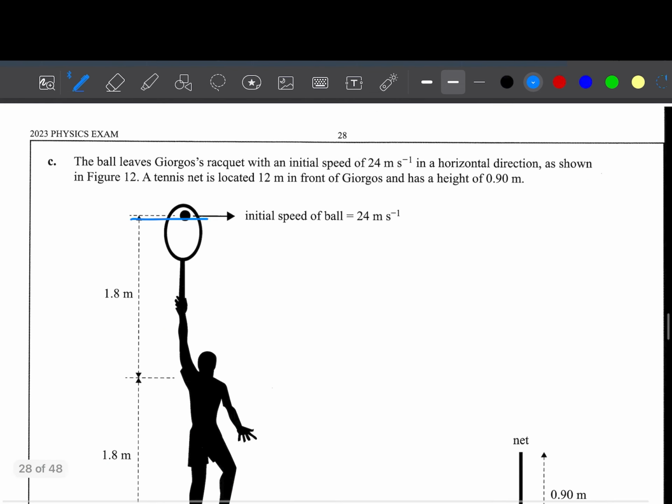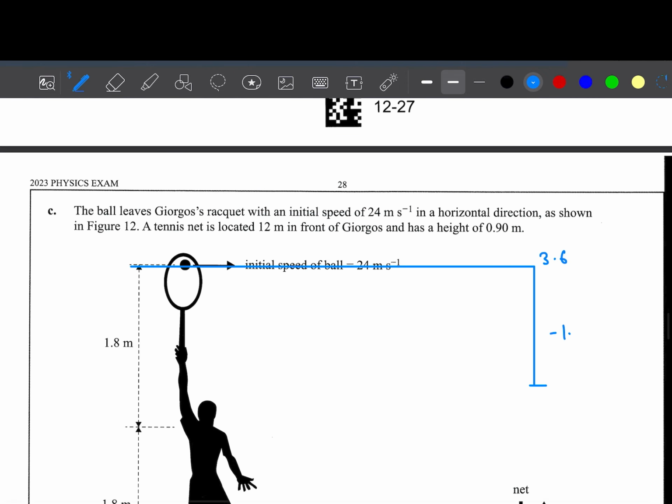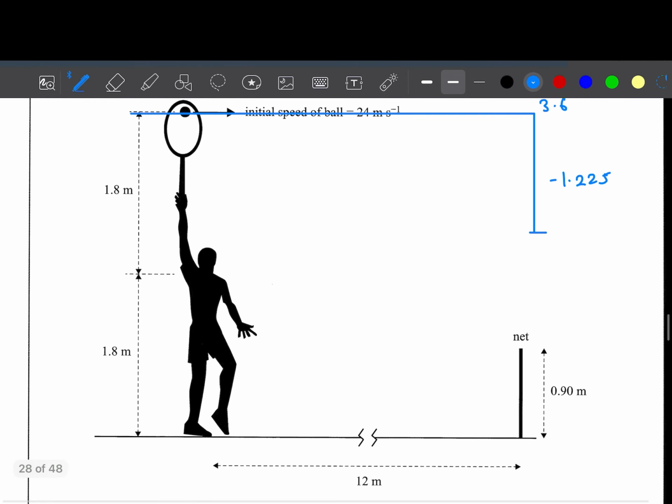Okay, so it was at the height of 3.6, and then it went down by this much amount, so negative 1.225. So I wonder what would be the value over here. So 3.6 minus 1.225. So the value here is 2.375 meters, and now we just have to subtract 2.375 and 90 to get this distance over here. Maybe I should call it h or something, but yeah.